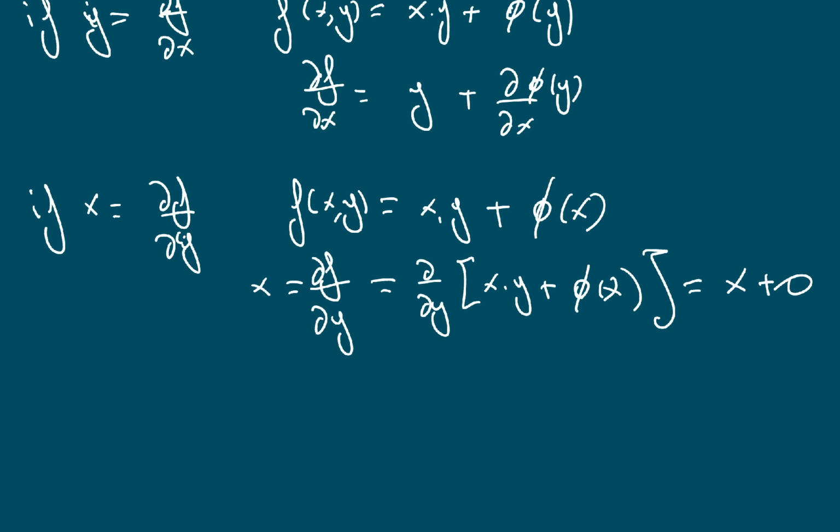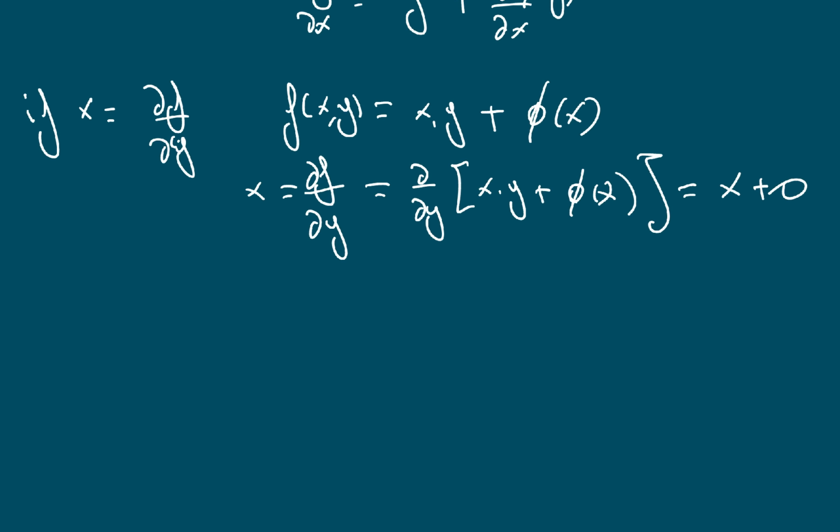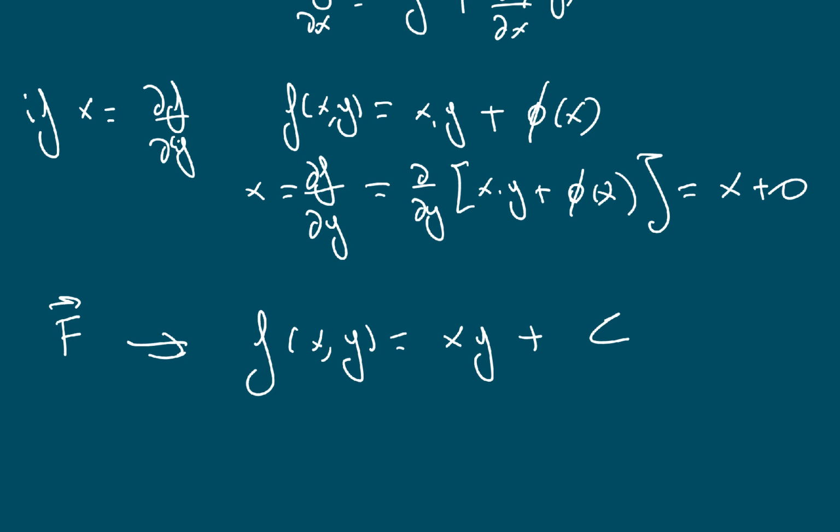Then we can write, given the vector field F, the potential f of x, y is x multiplied by y plus some constant c. And c is a real constant. It doesn't depend on x or on y. It should be c. Okay.